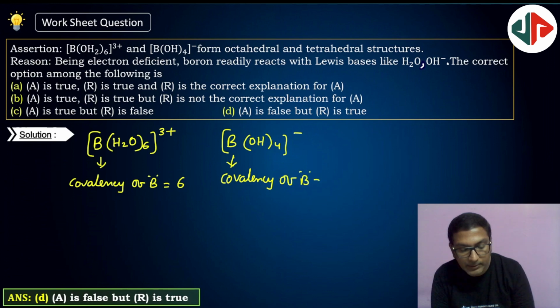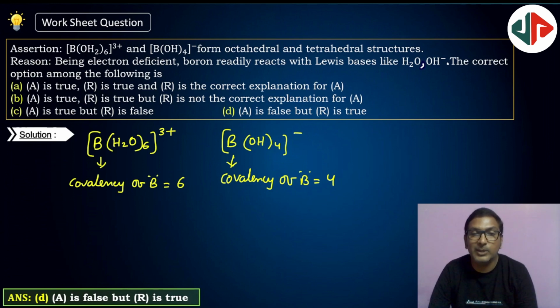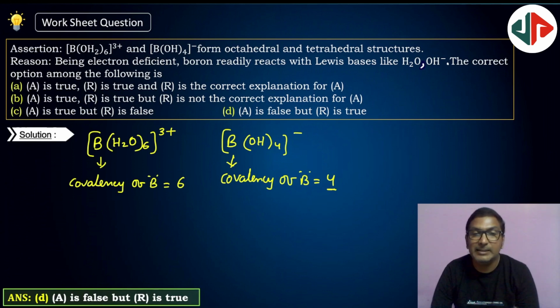of boron is 4. We know the valence shell of boron contains only 4 orbitals. Therefore the covalency of boron can be only 4 but not 6. That means the assertion is wrong. Boron can form a maximum of 4 bonds. It is unable to form 6 bonds due to the absence of d orbitals in the valence shell. Therefore the assertion is wrong. Being electron deficient, boron readily reacts with Lewis bases like H2O and OH-.